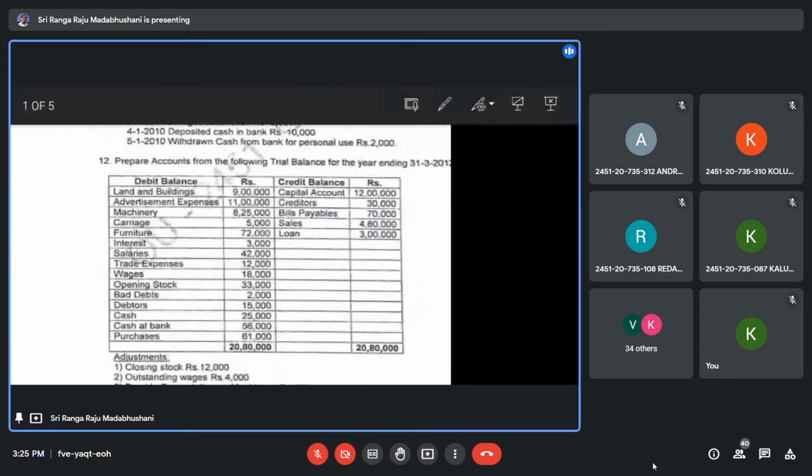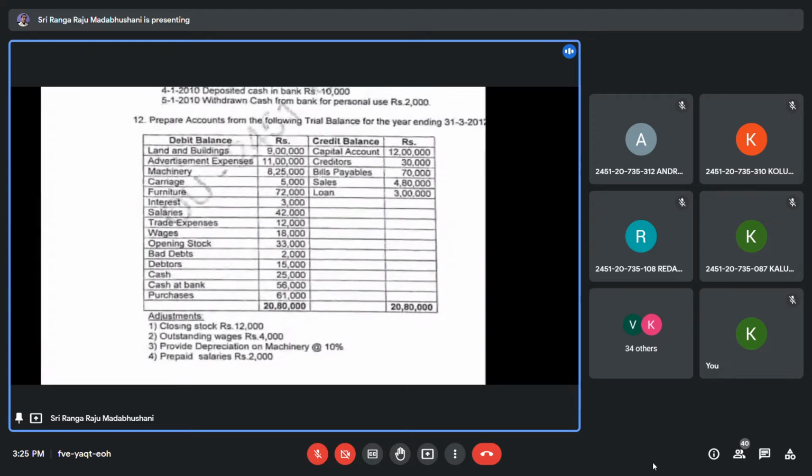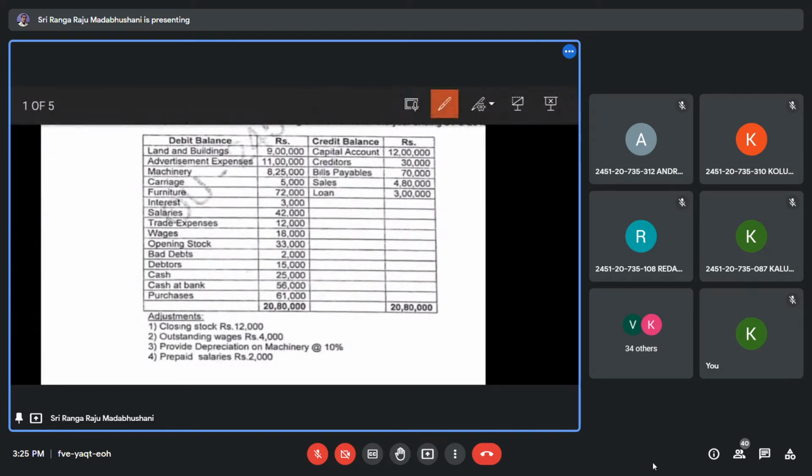So I will spell where each item appears. Before that, you spell yourself, then you correct yourself whether it is correct or wrong. Land and building, asset. Advertisement expenses, profit and loss account. Machinery, asset. Carriage: here no suffix on purchase or on sales, or inward, outward, then in trading account.